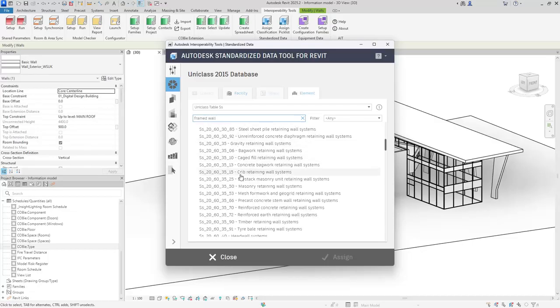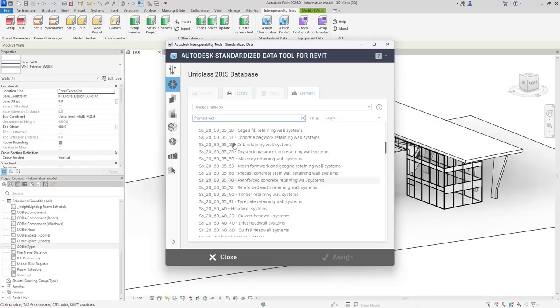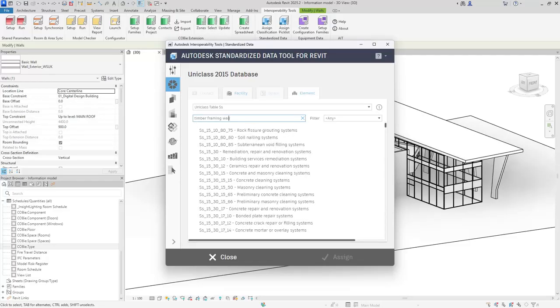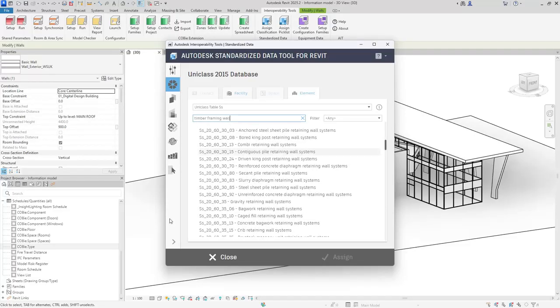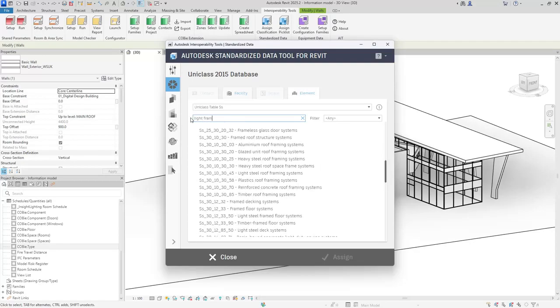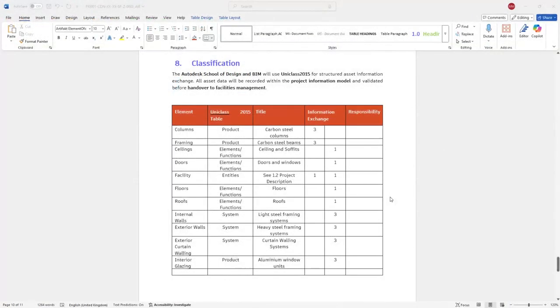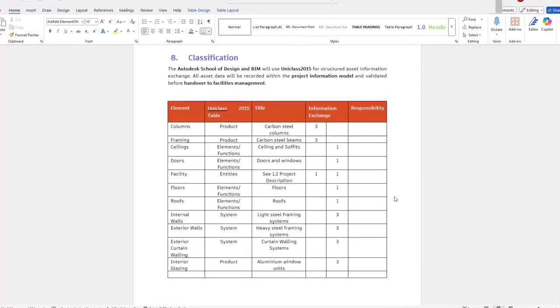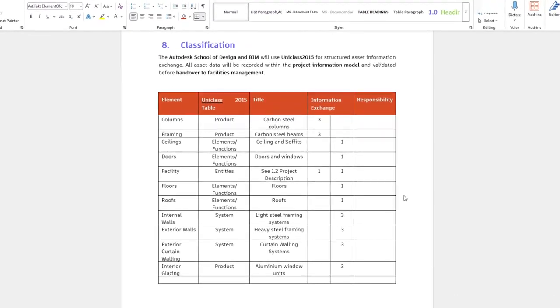Different people may call the same wall construction different things, and instead of words and meanings, classification systems sort things into categories using codes that everyone can understand and use in the same way. For example, UniClass 2015 is a classification system for construction. It organises everything needed to design, build, and manage buildings and infrastructure. And some of the tables include entities, elements, products, and systems.